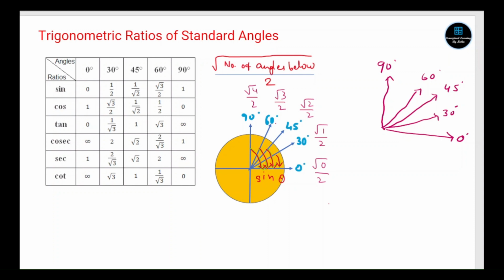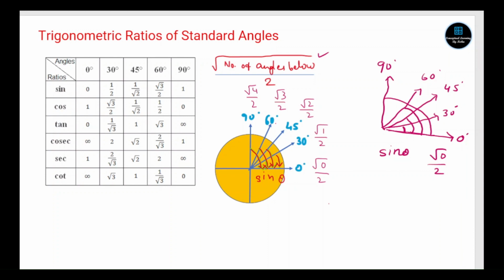So now to remember these values, you have to simply see this is the first angle, second angle, third angle, and this is the fourth angle. We are just remembering the value of sine theta here. Now sine 0: the angle below it. Here for sine 0, there is no angle below it, so you take the square root of 0 over 2. This is how you can remember: square root of the number of angles below, divided by 2.